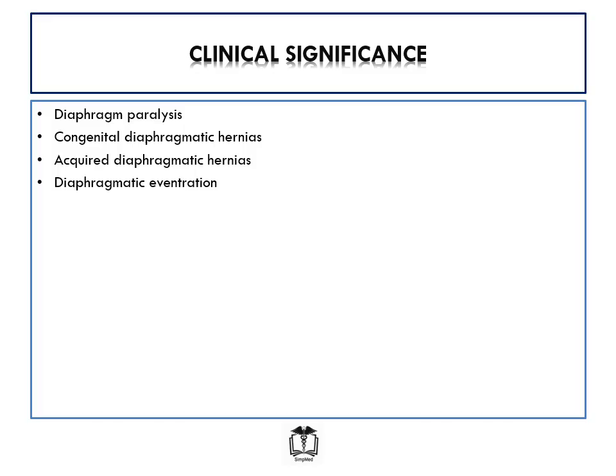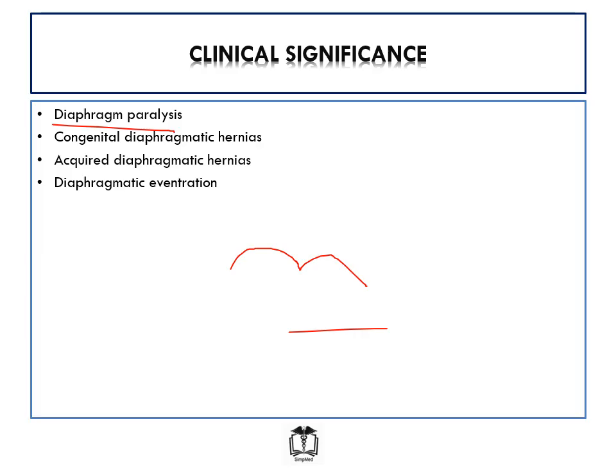Some clinical significances to remember include diaphragm paralysis. Paralysis of the diaphragm occurs when there's damage to the phrenic nerve. This usually will present on chest X-ray as a flattened diaphragm. Remember, the diaphragm is meant to be dome-shaped. Whenever we see a flattened diaphragm, this is due to the fact that there's paralysis as a result of damage to the phrenic nerve.